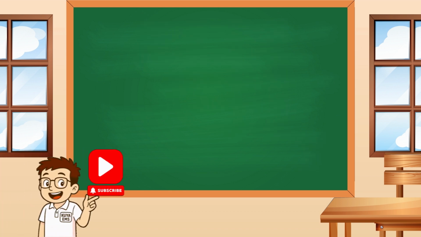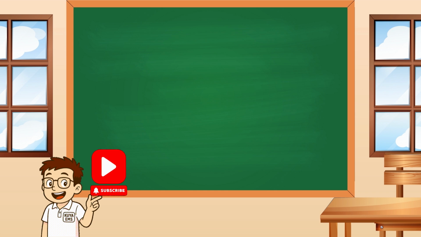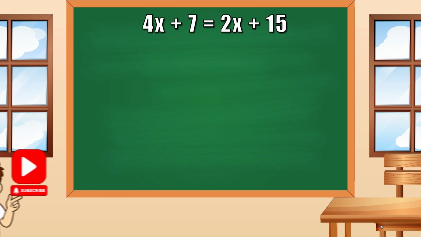Next up, a sample problem with variables on both sides. We have 4x plus 7 is equal to 2x plus 15. To mix it up, let's do some transposition. Let's move the variable on the right side to the left. And then we will move the constant on the left to the right side.